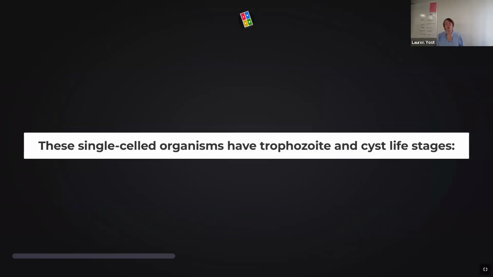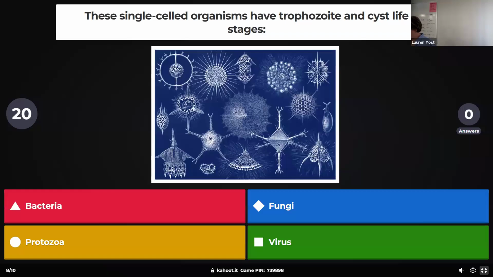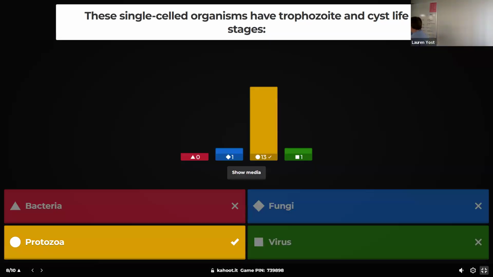Question 8. These single-celled organisms have trophozoite and cyst life stages. Trophozoite and cyst. These terms are specific to exactly the protozoa.